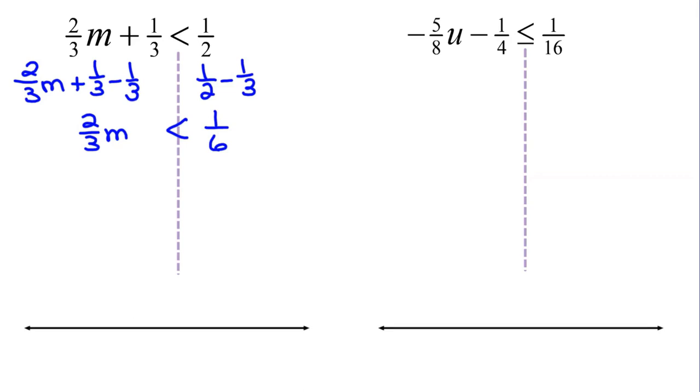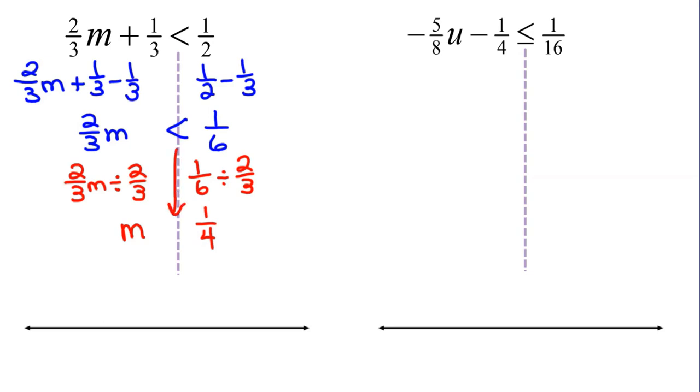So now step one is done. I have undone the addition, and now all I have left is multiplication. To undo that, I'm going to divide by 2/3: 2/3 m divided by 2/3, and 1/6 divided by 2/3. 2/3 m divided by 2/3 is just 1m, and 1/6 divided by 2/3 is 1/4. And now the big question: do I keep or do I flip? Well, I divided both sides by a positive number. Even though it was a fraction, it's still positive, so that's going to keep. M is less than 1/4.